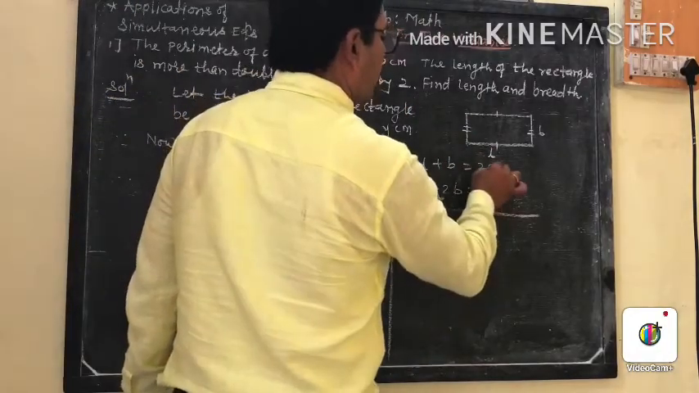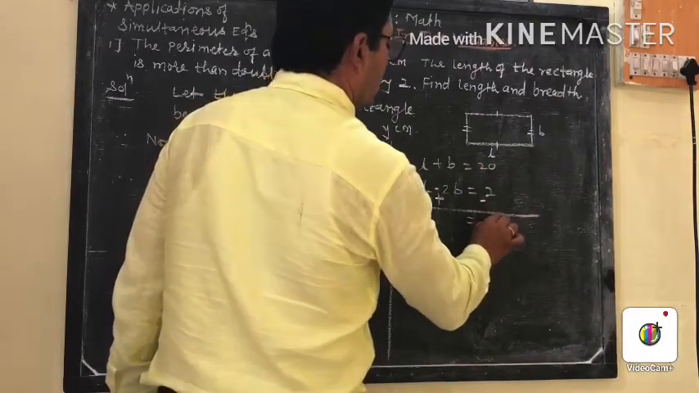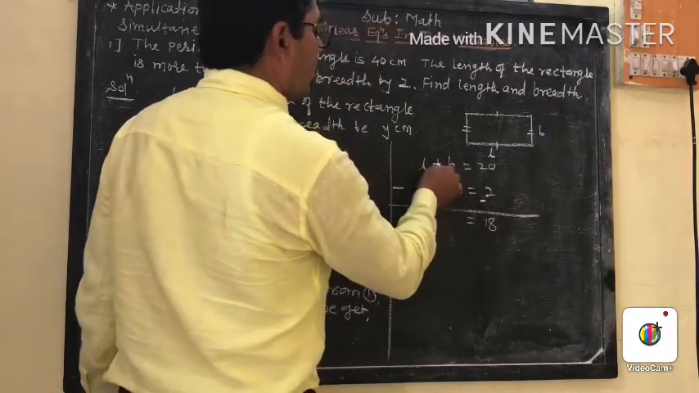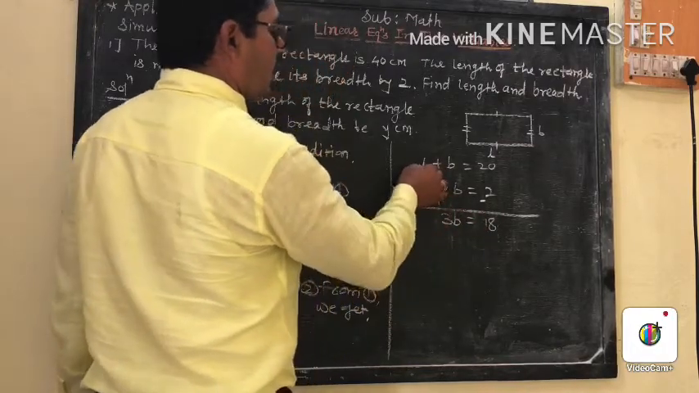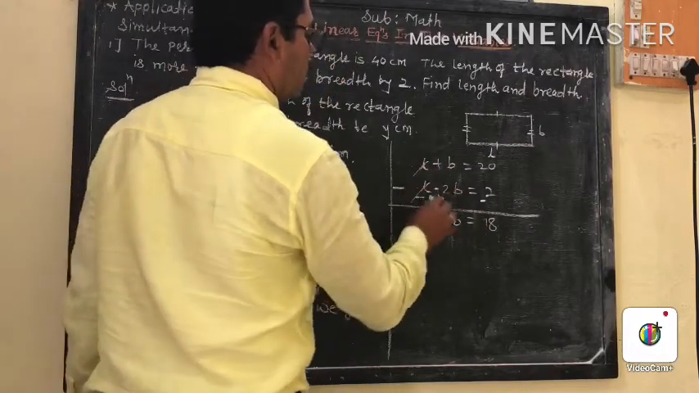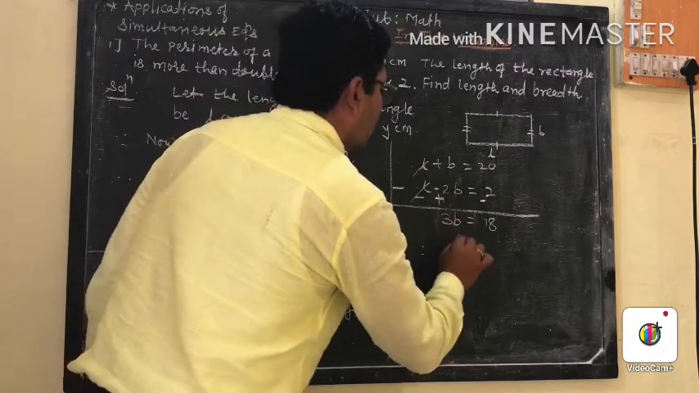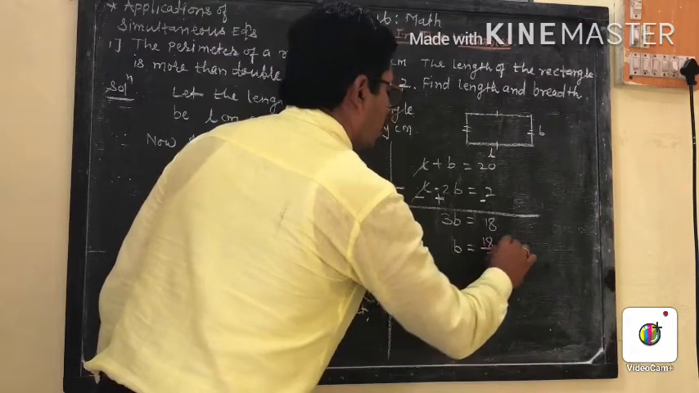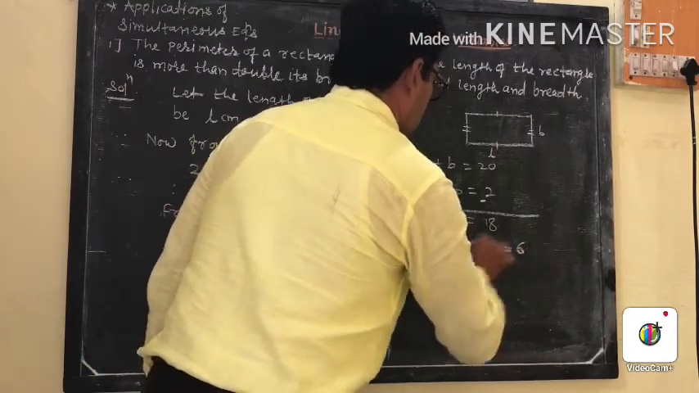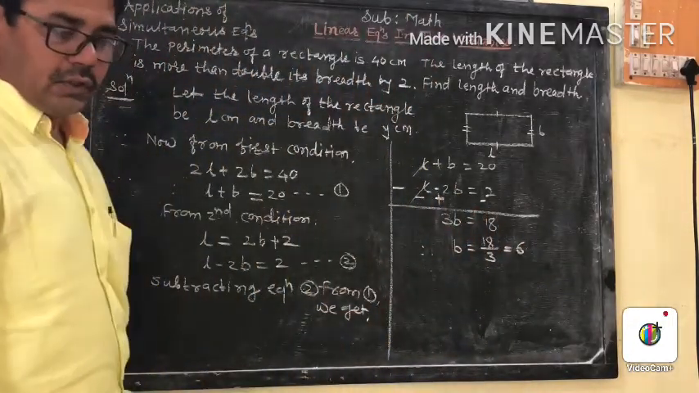Here 20 minus 2 is 18, and 1b plus 2b is 3b, and 1L minus L is 0. Therefore b is equal to 18 divided by 3. Breadth is equal to 6 centimeters.